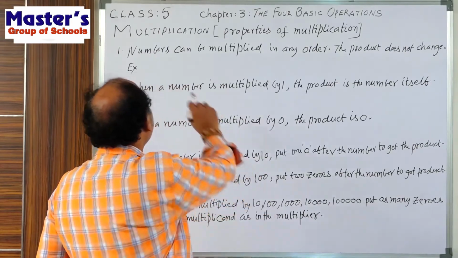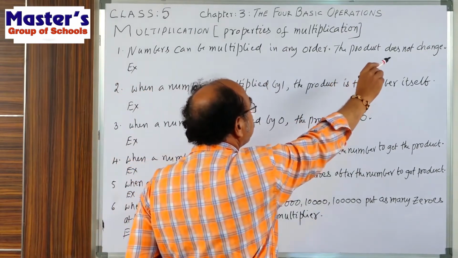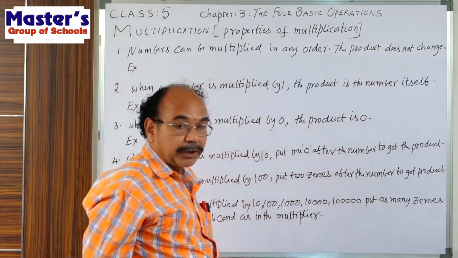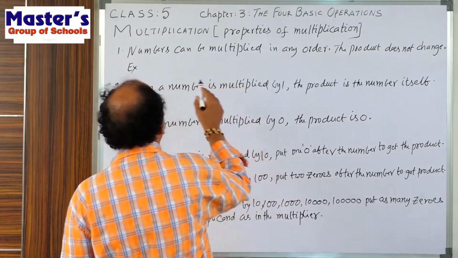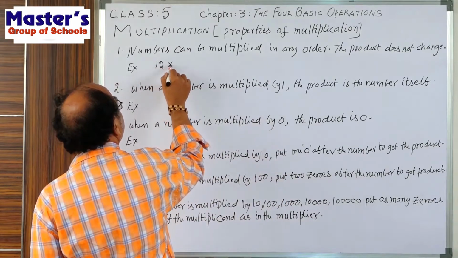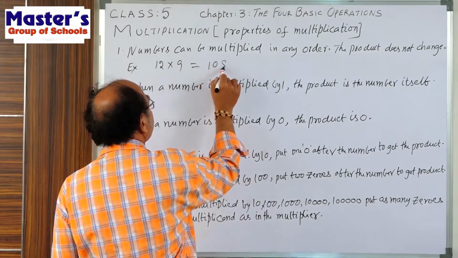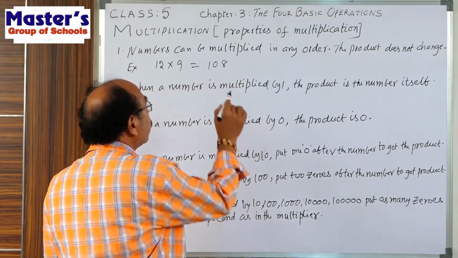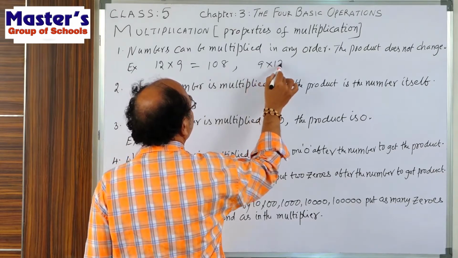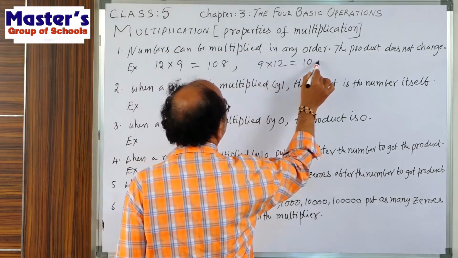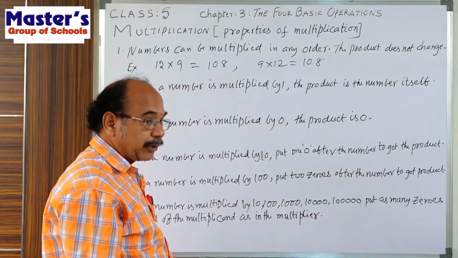What is the first property? Numbers can be multiplied in any order. The product does not change. Okay. So for example, here, you take two numbers, 12 into 9, multiply. 12 9s are 108. Just changing the order, take the numbers and multiply. 9 into 12. 9 12s are 108. Same only. That means order does not affect the product.